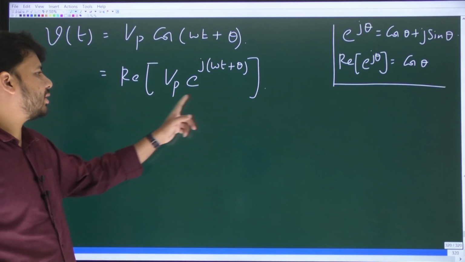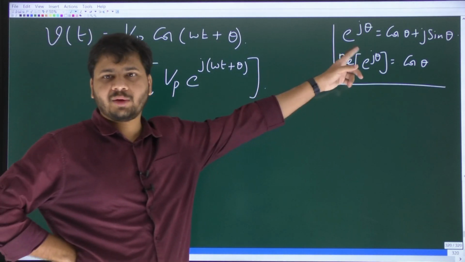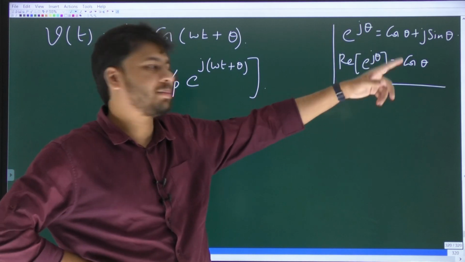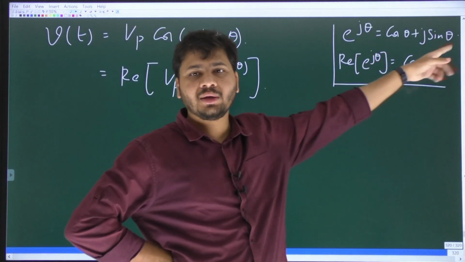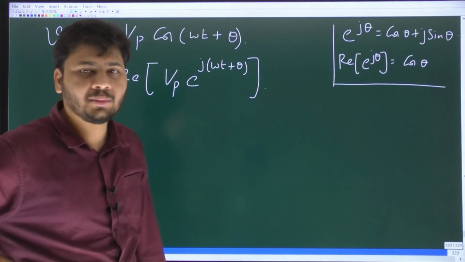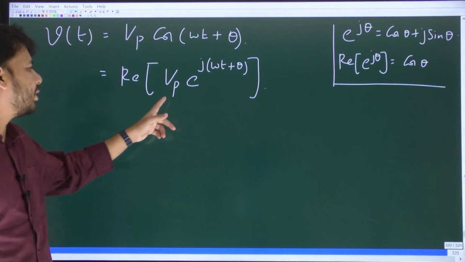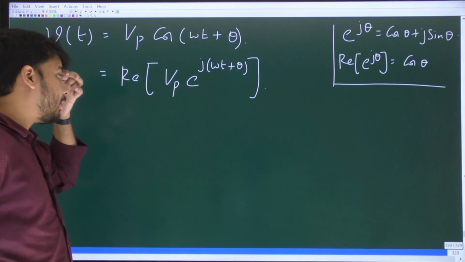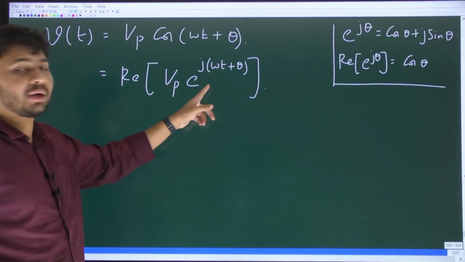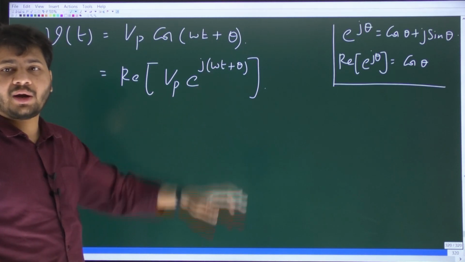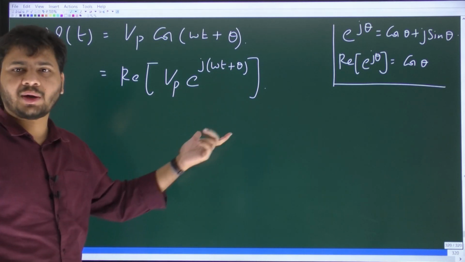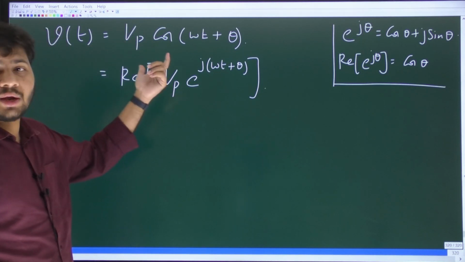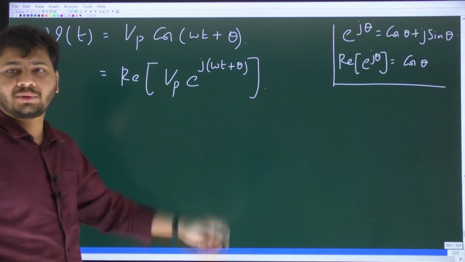By the way, what is this e power j theta? Is it not a complex number? Cos theta is the real part. Sin theta is the imaginary part. Similarly, even the argument of this real part is also a complex number. What is that complex number? Vp e power j omega t plus theta. This is a complex number, and our sinusoidal voltage is the real part of this complex number.